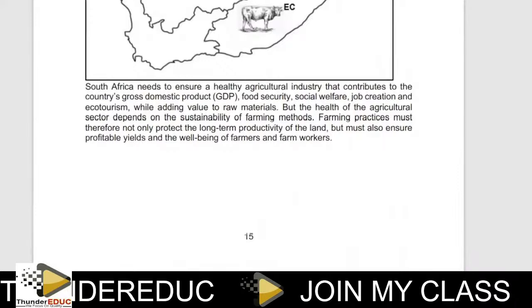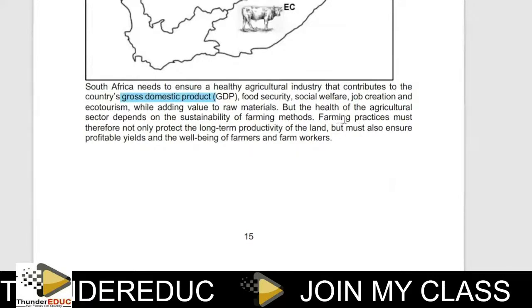South Africa needs to ensure a healthy agricultural industry that contributes to the country's gross domestic product. You know very well that with the GDP, we look at the value of goods produced in the country in a particular year. We say that agriculture needs to contribute more, or needs to improve its production. Remember, where there's no agriculture, there is food insecurity. Social welfare is going to be a problem. Jobs will not be there. And we need to depend on this sector for the sustainability of the country.